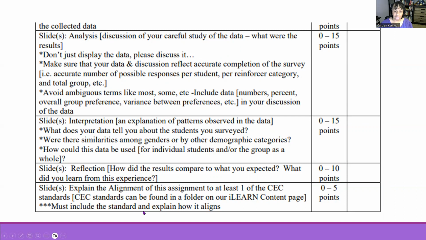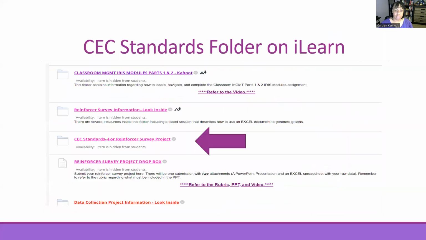Don't forget the CEC standards. That's 5 points for just simply including a standard, could be more, but at least a standard, and then explaining to me how that aligns with this assignment. All right. Don't forget your reflection, where you're including for me how the results compared with what you were expecting. And then, of course, also what you learned from this experience.